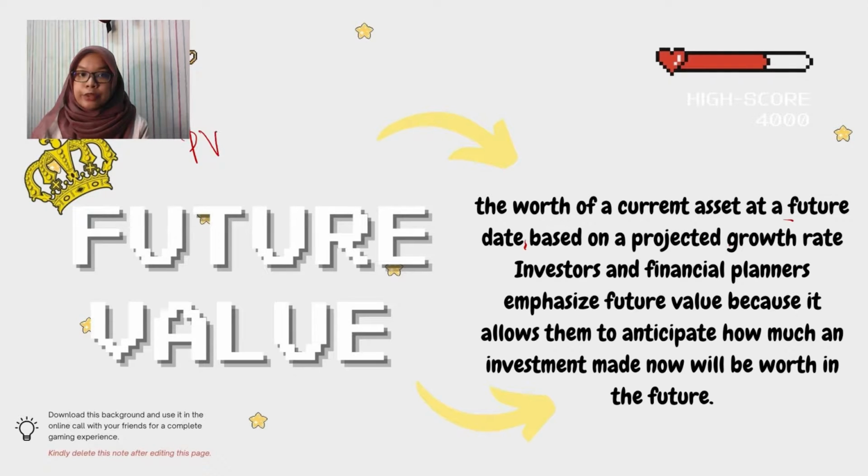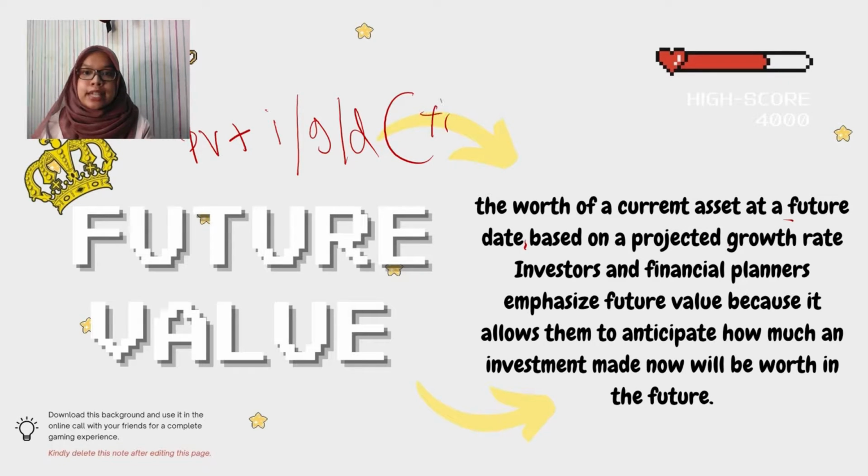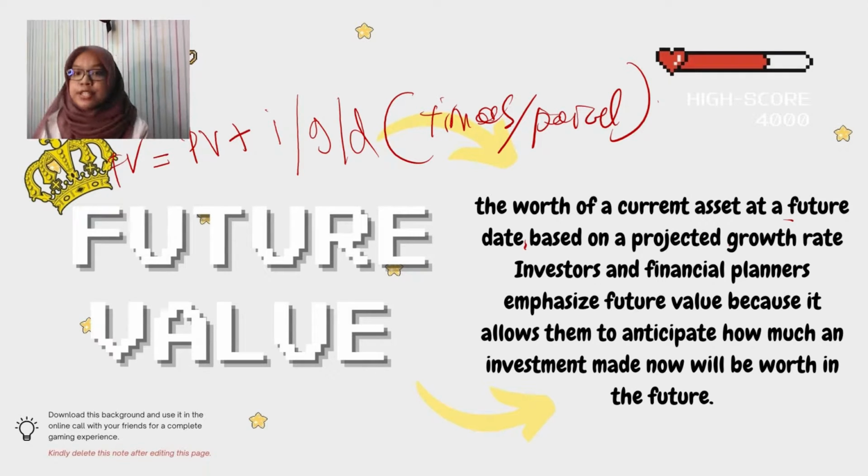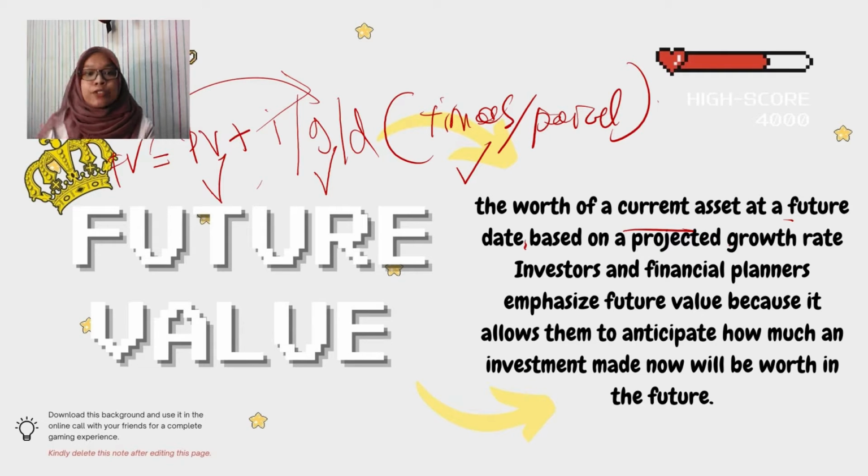the present value plus the interest or growth rate or dividend, times the period. So this is basically future value. Future value is the current asset for a future date. So that's why we need present value, interest rate, and time to calculate future value.